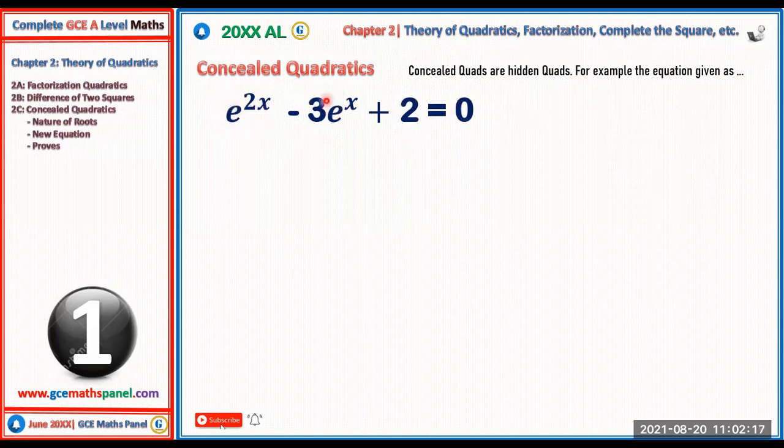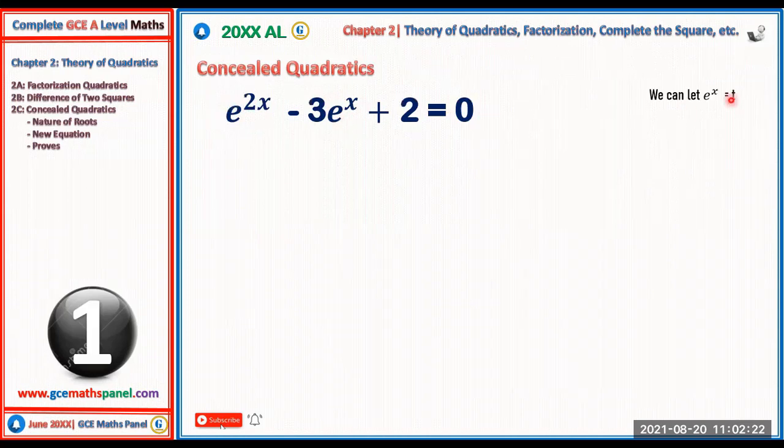So we can make e to the power x equal to t. So we can say let e to the power x be equal to t. And we can break down or simplify this quadratic. Instead of using e to the power x, we will use t. So in this case, this will give us t squared minus 3t.